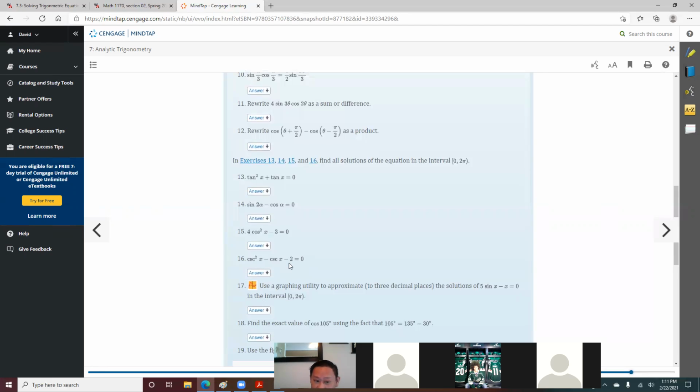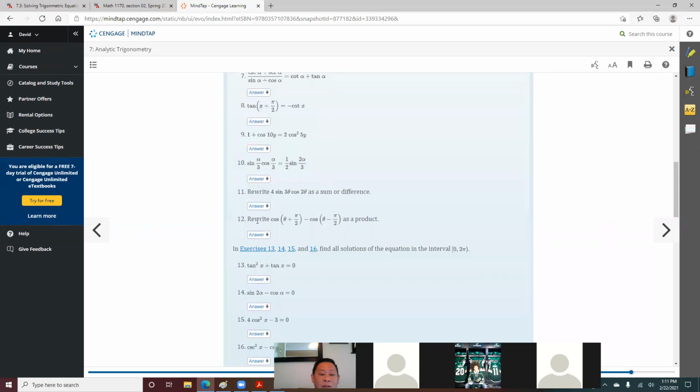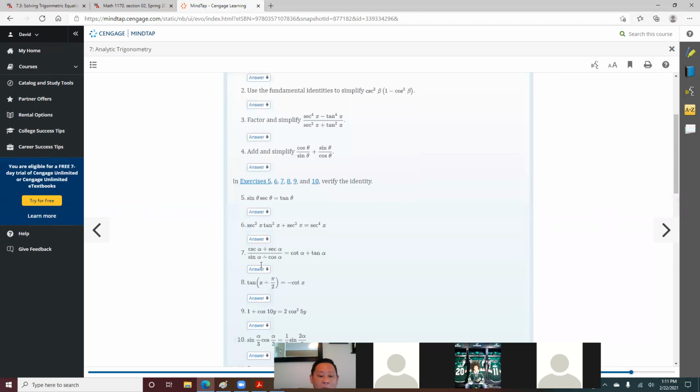Factor it. What you do in question 15? Solve for x, but don't forget you got a square. So square, what happens to get rid of the square? You have to plus and minus. Yes, plus and minus square root. This one, 13, you can also what? Factor it, because they are the same common. You can factor the tangent x out.